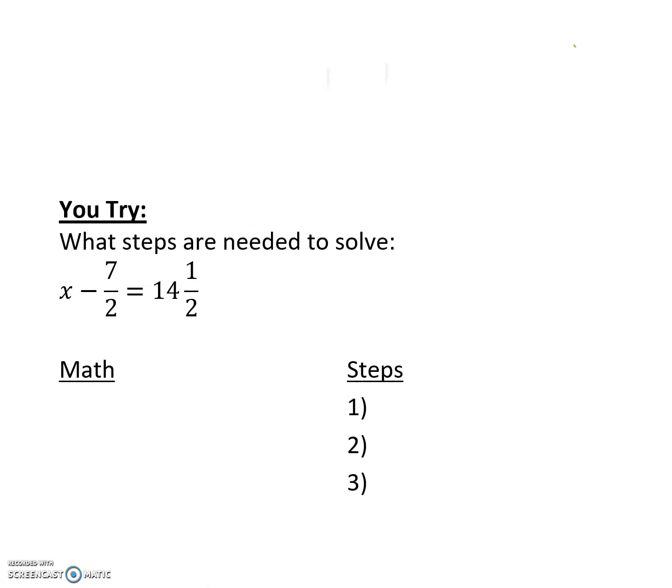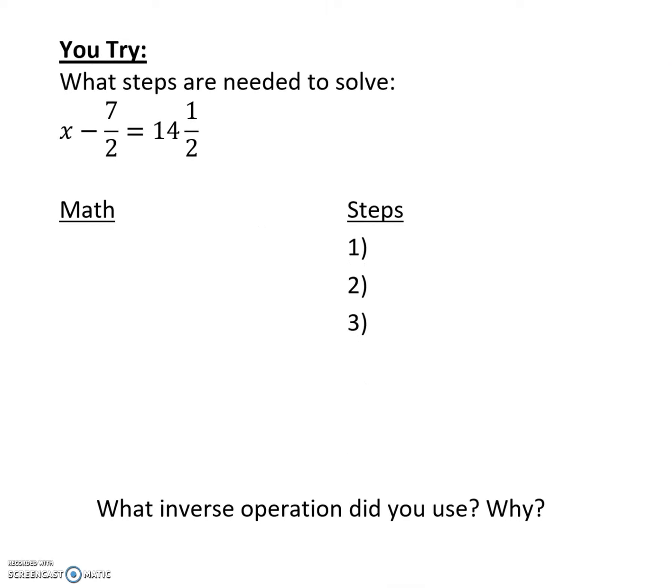So now what I want you to do is look at this problem and try to get this variable all by itself, right? We've got this x right here. Try and get this x all by itself. The goal is to have just x on one side and the solution on the other side. So I want you to write your math on this side, and then what steps did you take on this side? And then tell me the inverse operation you took and why. Go ahead and pause your video here and try that for me, okay?